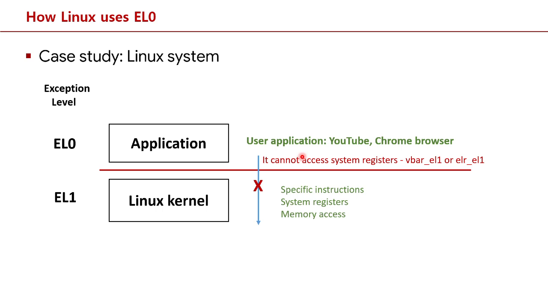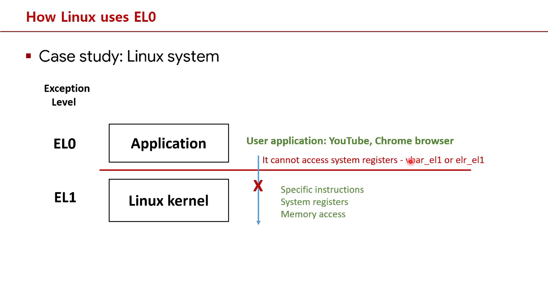Remember that most of the general purpose registers can be used at exception level 0. But accessing this kind of system register is not allowed. Here, this is the VBAR_EL1 register. This is the ELR_EL1 register. In order to access this kind of system register, software should be running at exception level 1, not exception level 0. So access to these registers is related to controlling the hardware.